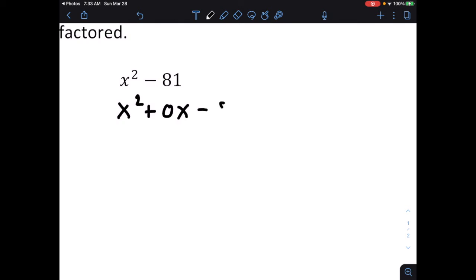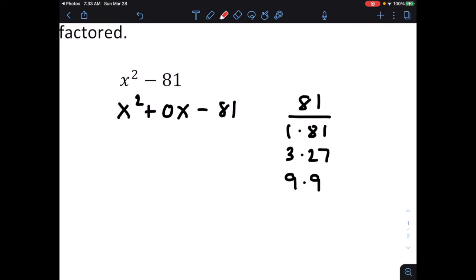And we could go ahead and factor this the exact same way, where we do 1 times 81. 2 doesn't work. 3 works. We have 3 times 27. 4 doesn't work. 5 doesn't work. 6 doesn't work. 7 doesn't work. 8 doesn't work. But 9 does. 9 times 9.